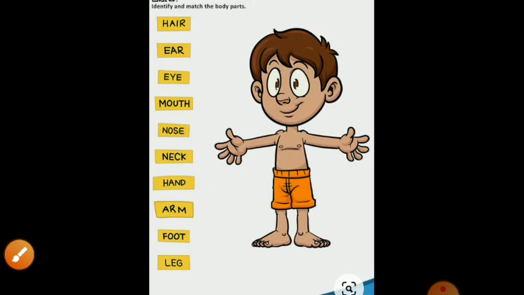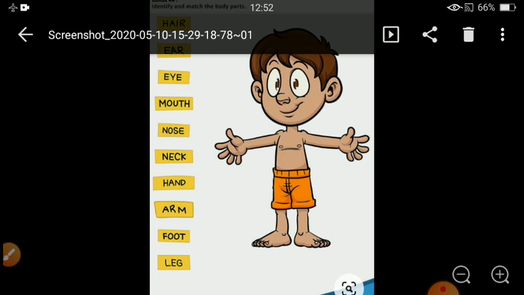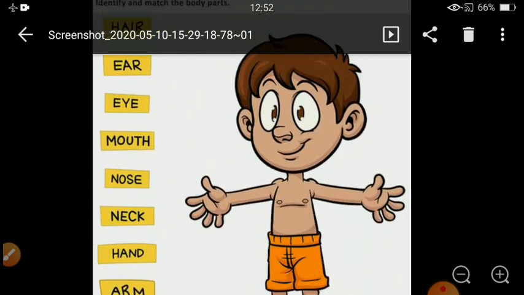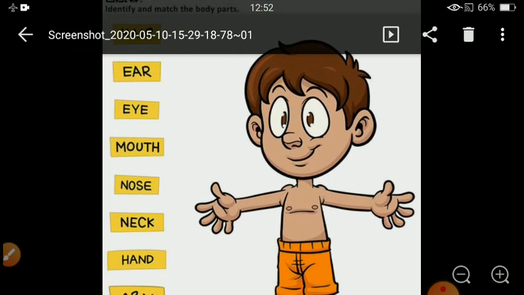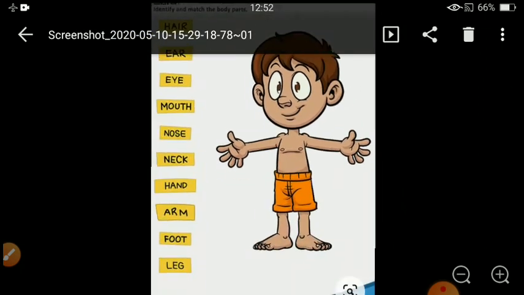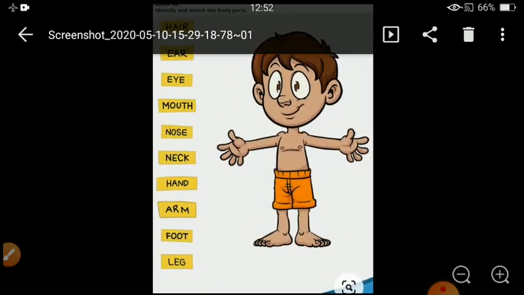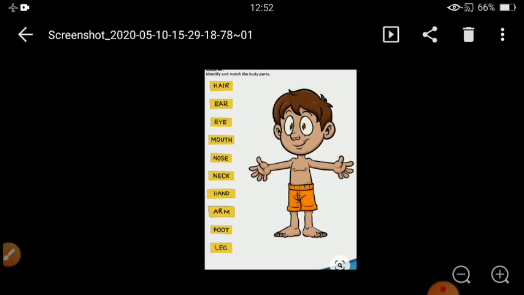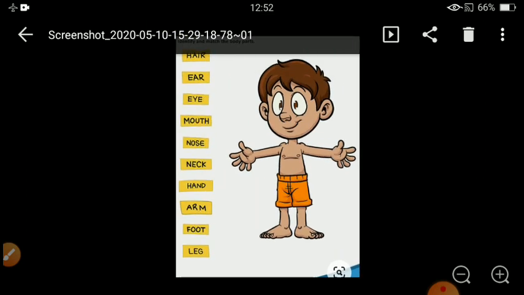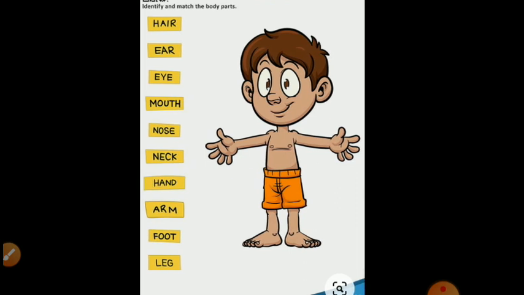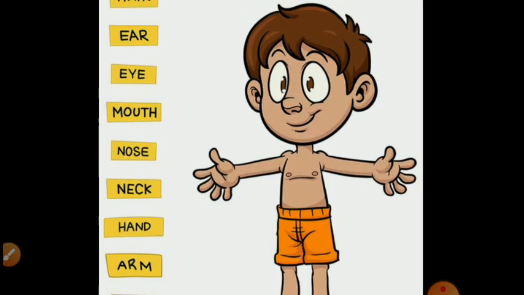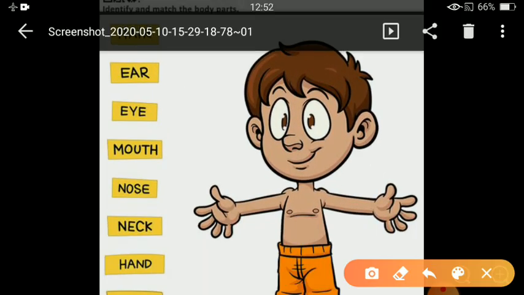Now see the second sheet. Identify and match the body parts. In this question, children, you have to identify the parts and match them with the parts of the body. Now see, half of the sheet we will do. See here, children. First of all, we will do the half sheet and after that the other half sheet.